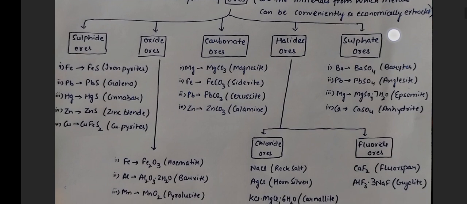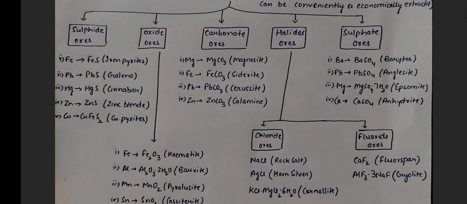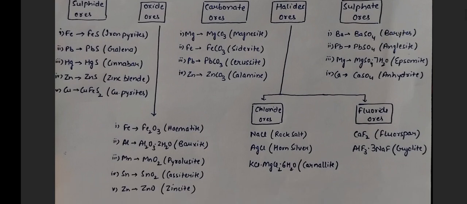Now, the oxide ores. Oxide of iron is known as hematite. Oxide of aluminium is known as bauxite. Oxide of manganese is known as pyrolusite. Oxide of Sn is known as cassiterite, and the oxide ore of zinc is known as zincite.